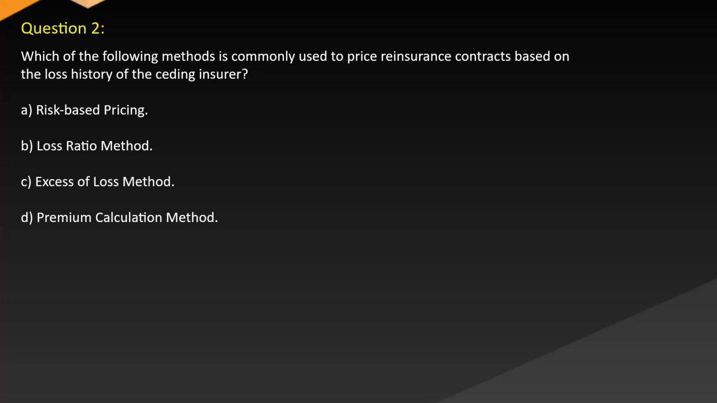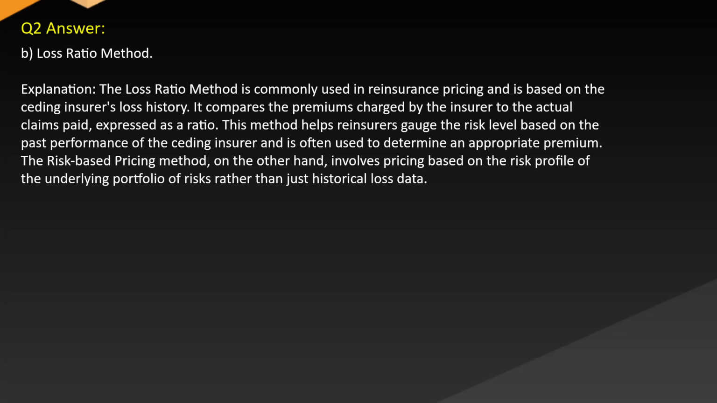Question 2. Which of the following methods is commonly used to price reinsurance contracts based on the loss history of the ceding insurer? A. Risk-based pricing. B. Loss ratio method. C. Excessive loss method. D. Premium calculation method. Answer: B. Loss ratio method.